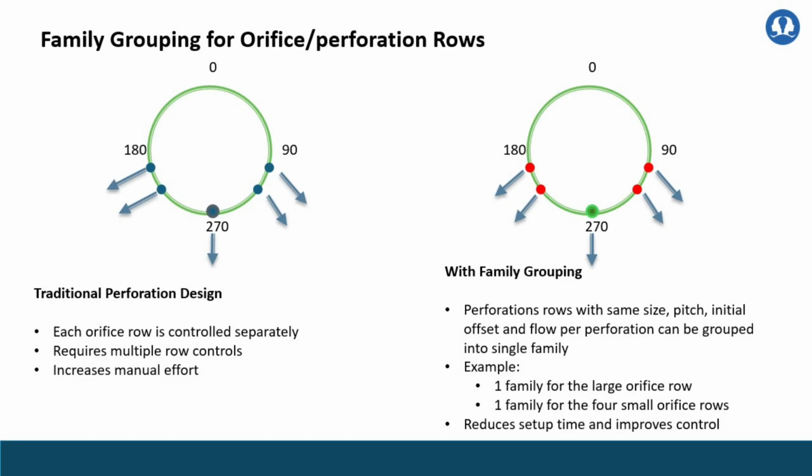Instead of manually defining every row one by one, you can create a family for each unique design and then assign rows within that family. This helps reduce repetitive work and keeps the air dispersion design clean and manageable.